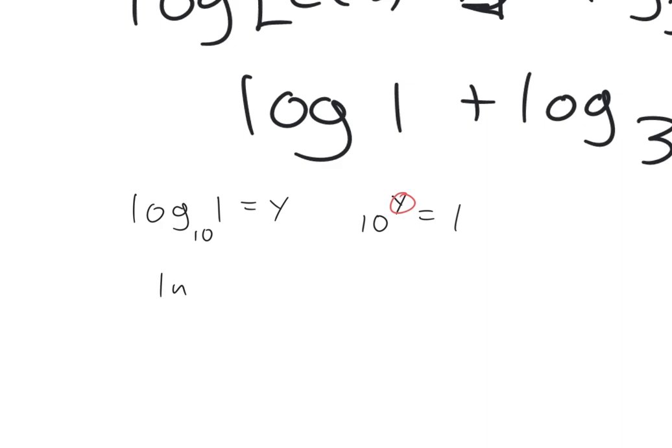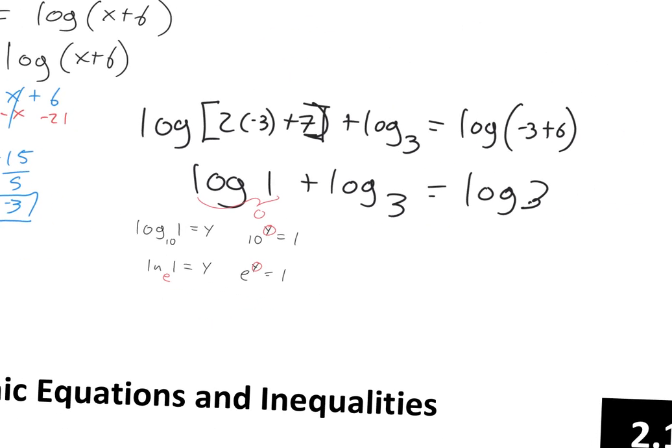Same thing works if it's an ln. Let's just say it's ln of 1 equals y. Well, there's really a base e. So we could rewrite this as e to the y equals 1. And the only way to get a 1 from any number, just changing the exponent, is just make the exponent 0. And so that's how we know that this log right here is a 0. And when you think of it in terms of a 0, now it makes a little more sense. This is 0 plus log 3 equals log 3.